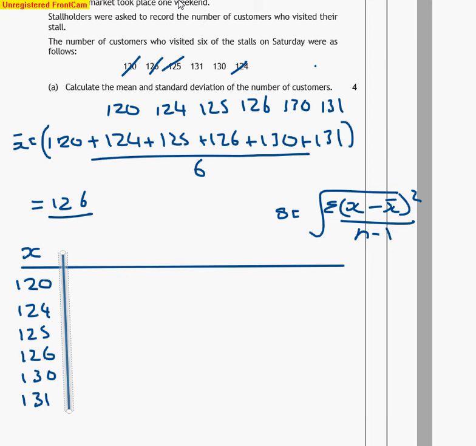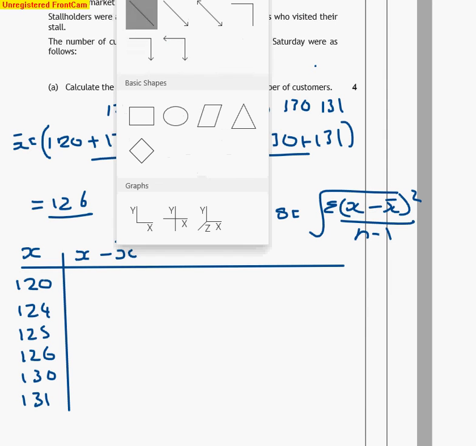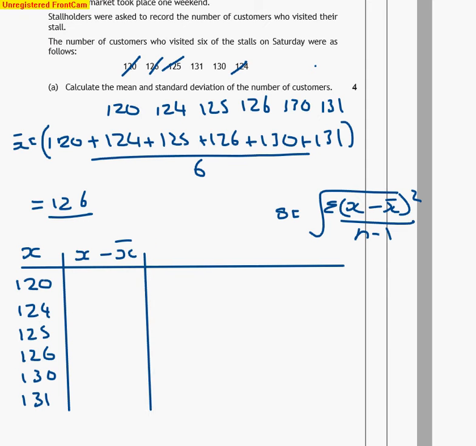The next section we're going to do is x minus x bar. It's just the difference from our x number to our mean. So 120 take away 126 is going to give us minus 6. 124 take away 126, minus 2, minus 1, 0, plus 4. Is that right? Yeah, plus 4, and 5.